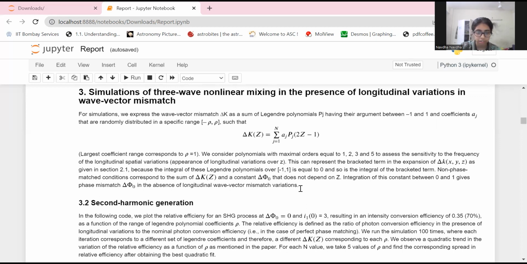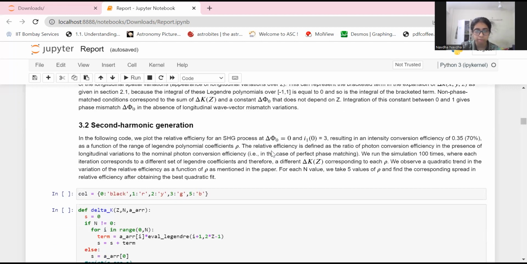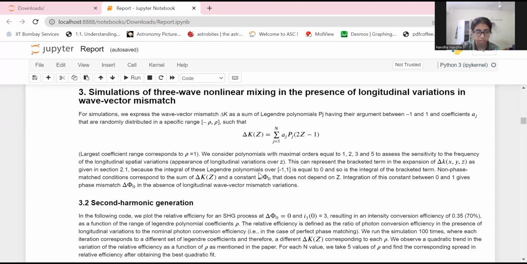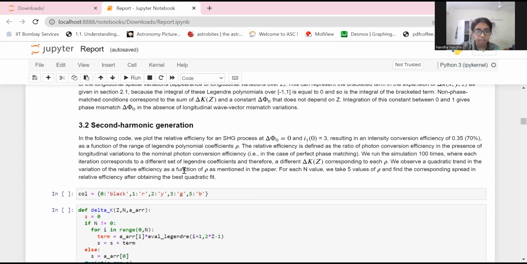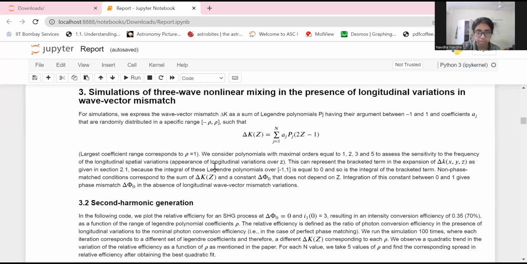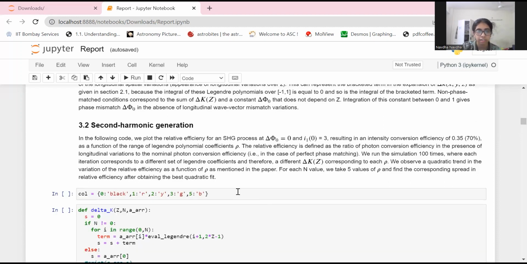So whatever photon conversion efficiency we get for delta k varying with z, we divide that by 0.35 for this set of input conditions, and so we'll get the relative efficiency for that particular polynomial delta k. So first thing we'll do is analyze the variation in relative efficiency as a function of rho. Rho represents the range of the Legendre coefficients, the coefficients of the Legendre polynomials that we are taking in the expression of delta k(z).